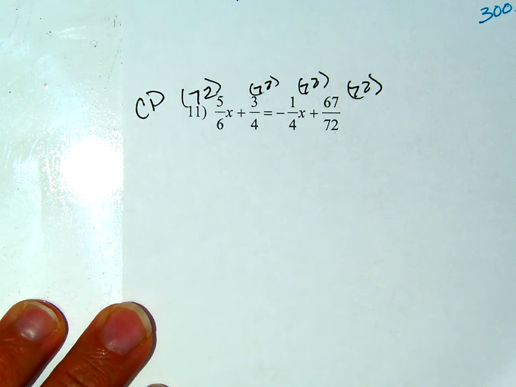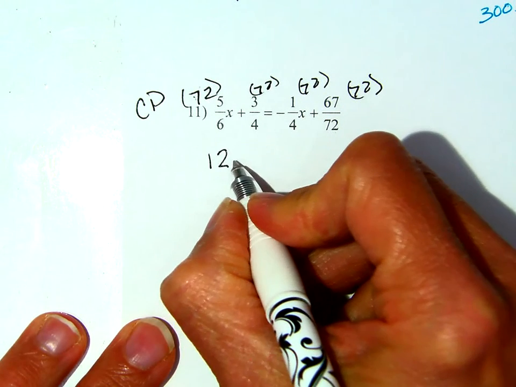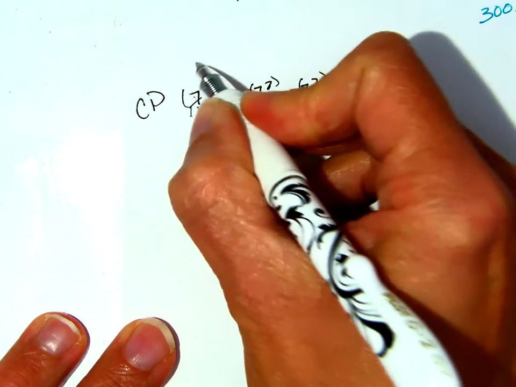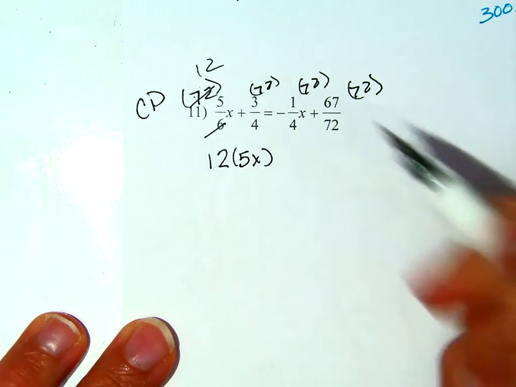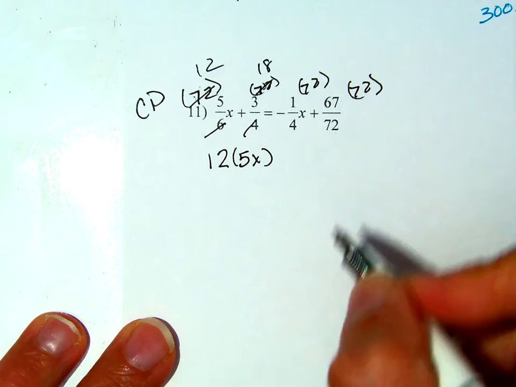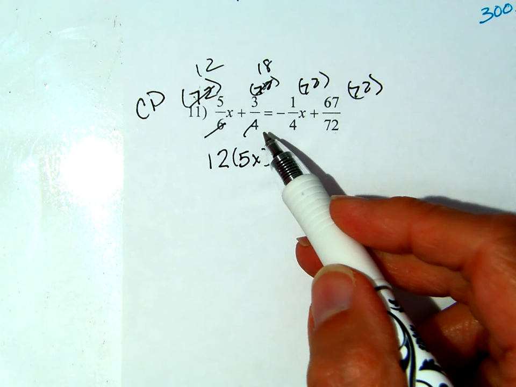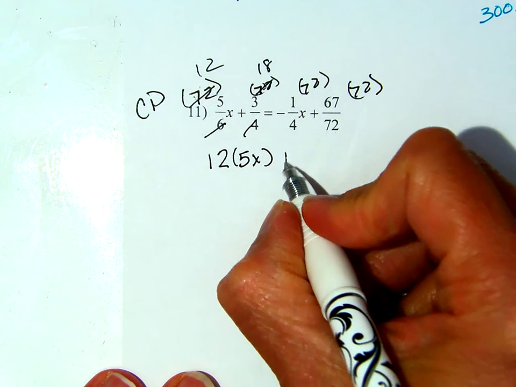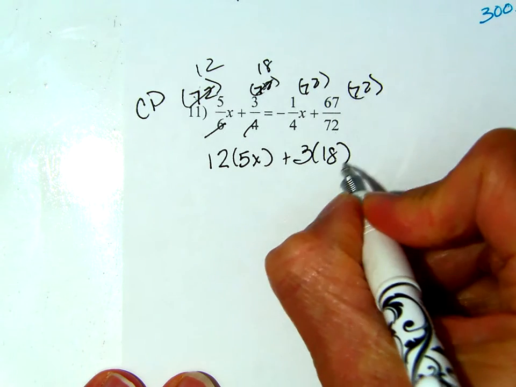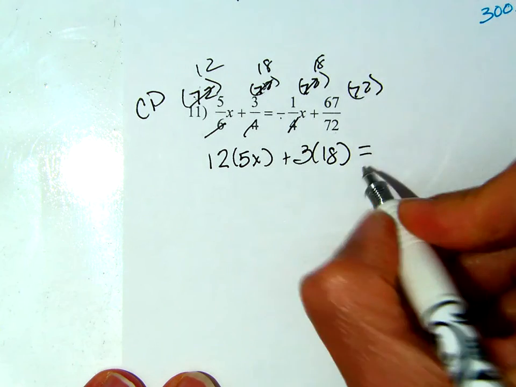There we go. So 6 goes into 72 12 times, so 12 times 5x, right? Because these cancel and get a 12, so then it's 5 times 12x. 4 goes into 72, is that 18? Wait, let me just make sure. Yes, I'm right. I don't want to get it wrong. So that goes in 18 times, so I have 3 times 18. And I'll do that in a minute. I just want to show you what I'm doing. So 4 goes into 72 18 times, so I have negative 1 times 18, so negative 18.